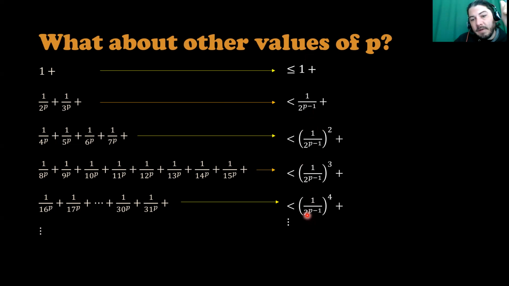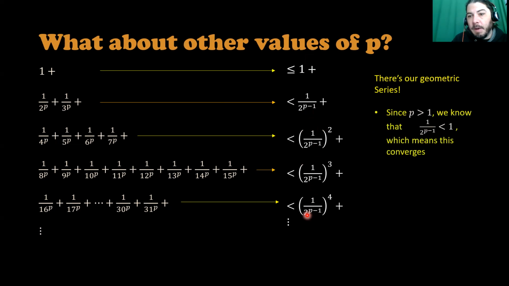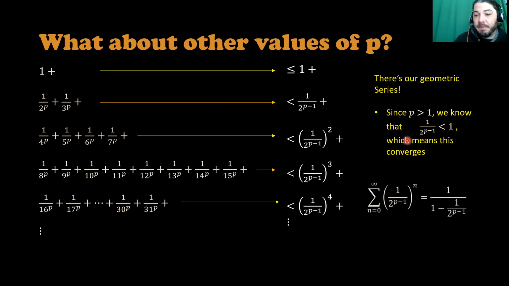All right, and then this is our geometric series where the x was 1 over 2 to the p minus 1. And the big thing to remember is that we assume if p is greater than 1, then this x here, this stuff in the parentheses, is going to be less than 1. And so that means that this series converges, and we can actually figure out what the value of the sum is, right? Because we just plug in our x. So 1 over 1 minus 1 over 2 to the p minus 1. Feel free to simplify that if you like.